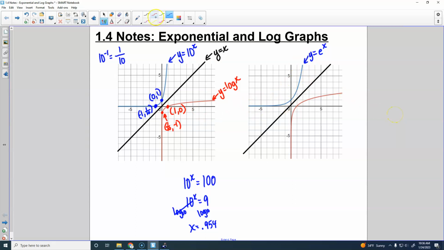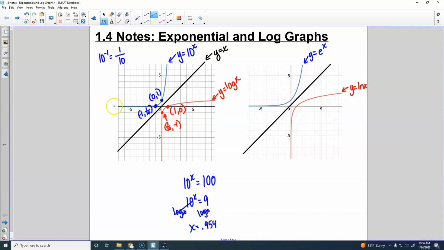So if this is y equals e to the x, what is the graph of our red graph here? y equals natural log of x, because natural log is a log base e. Those would be our inverses of each other. You can see these two are also symmetric about that line y equals x.